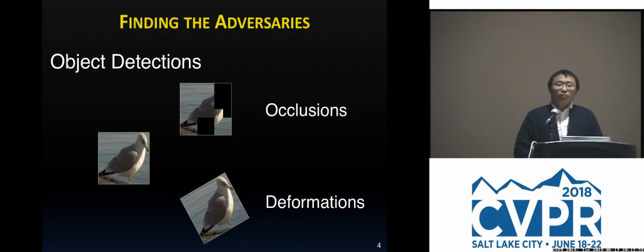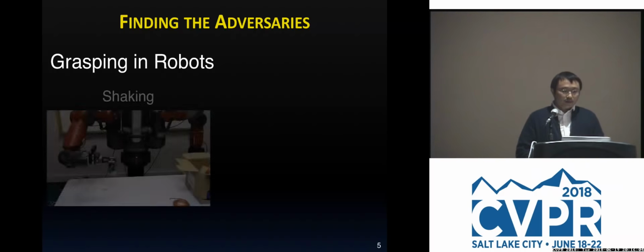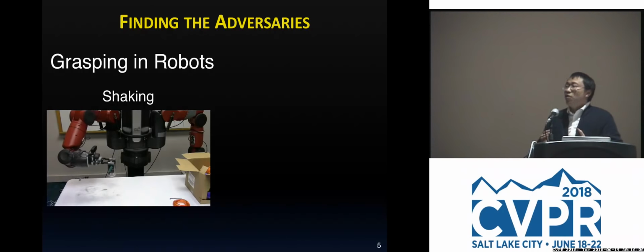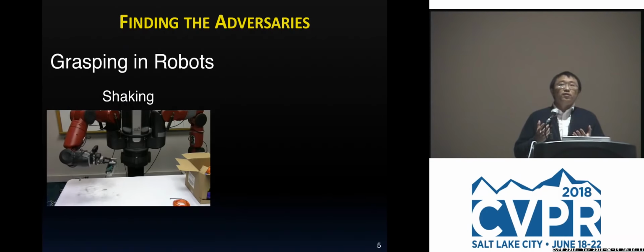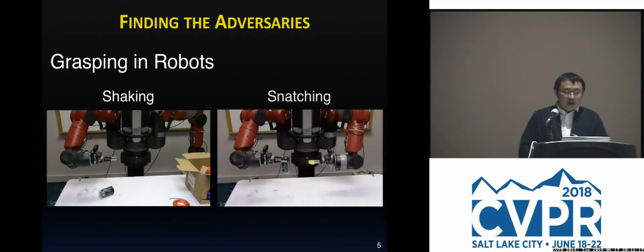And in the scenarios of robotics, for example in grasping, if we want to have a stable grasp, one of the adversaries for stable grasping is shaking. If your grasp is stable enough, the object should not fall down. So this is actually an example of unstable grasping. And the other example is snatching.